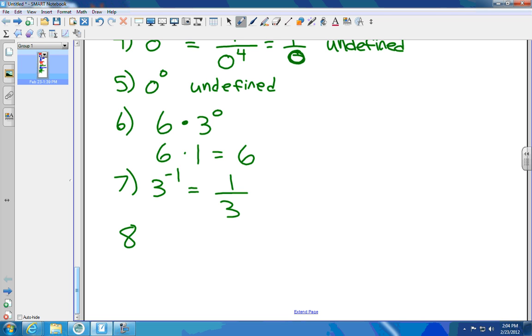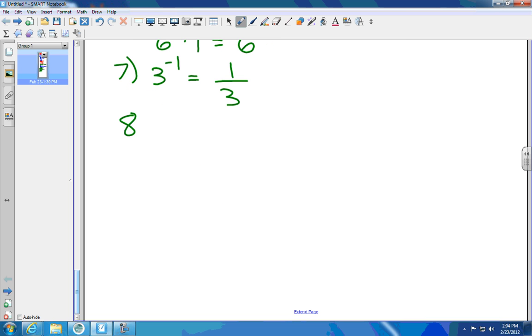Number 8. 3c to the negative 5th. So what's being taken to the negative exponent? Just the c. So the 3 stays right where it's at, which is in the top. And we move the c to the 5th to the bottom so that it becomes a positive exponent.